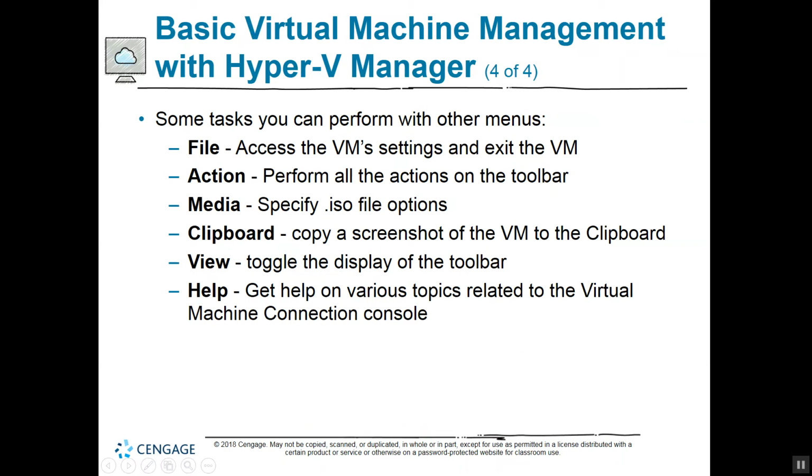Now, some of the tasks you can perform with the other menus. File, you can access the VM settings and exit the VM. Action, perform all the actions that are on the toolbar. Media, you can specify ISO file options. Clipboard, you can copy a screenshot of the VM to the clipboard. View, toggle the display of the toolbar. And Help will get you help on various topics related to the virtual machine connection console.